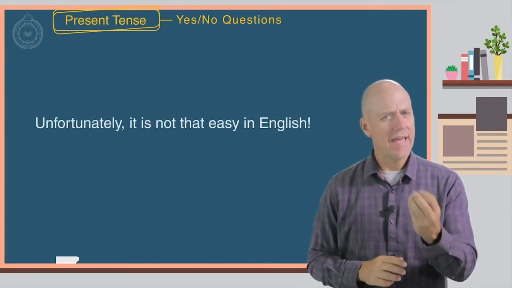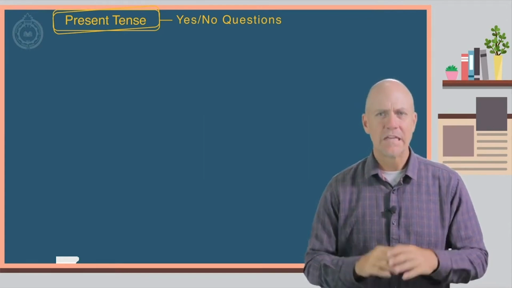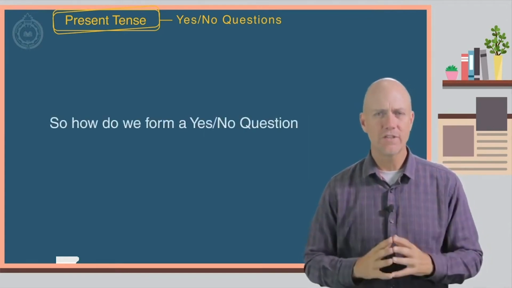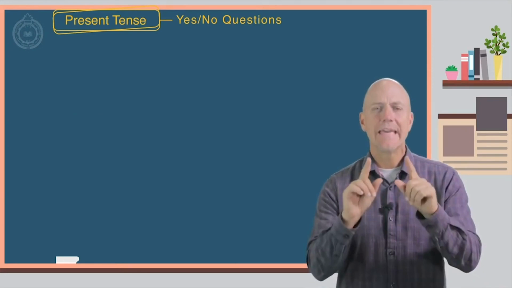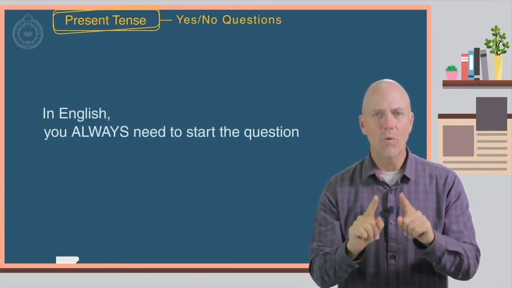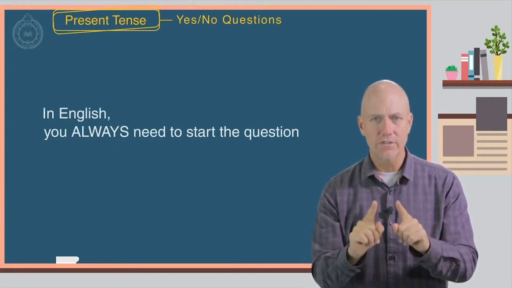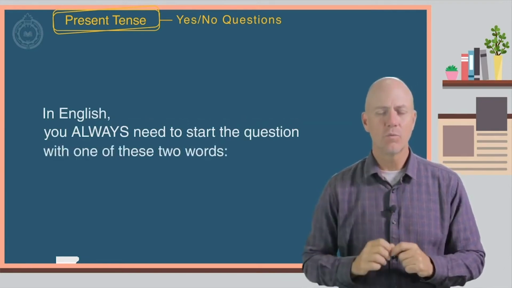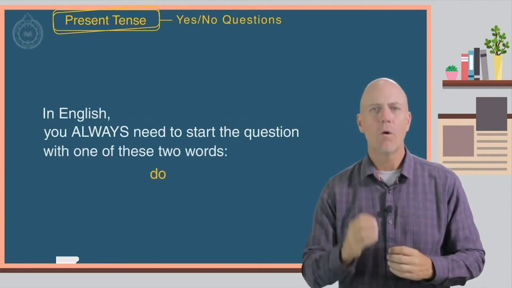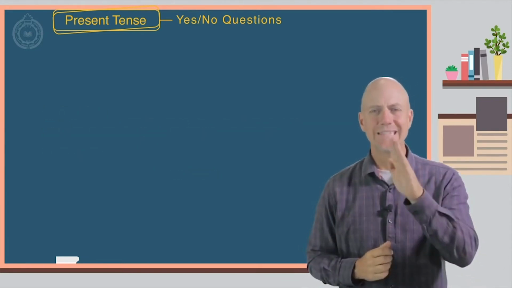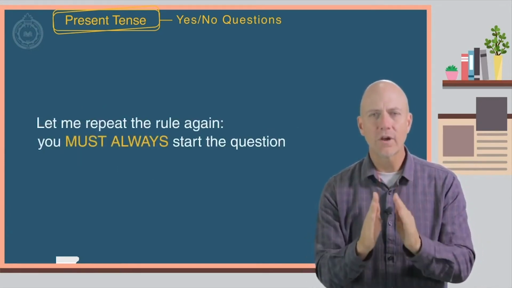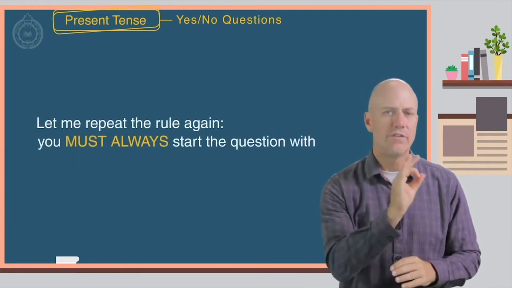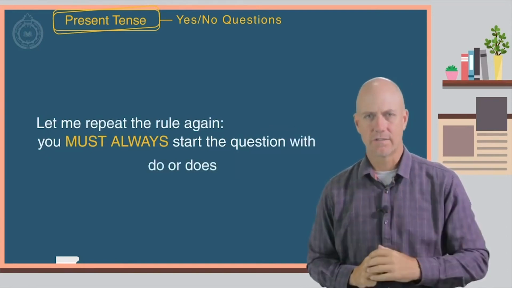Unfortunately, it's not that easy in English. So how do we form a yes-no question in the present tense in English? In English, you always need to start the question with one of these two words, do or does. Let me repeat the rule again. You must always start the question with do or does.